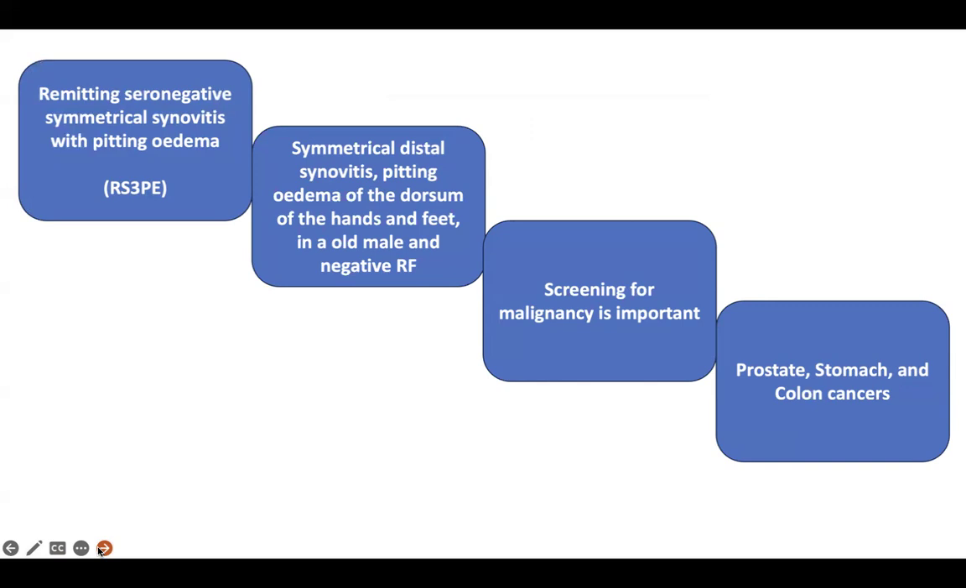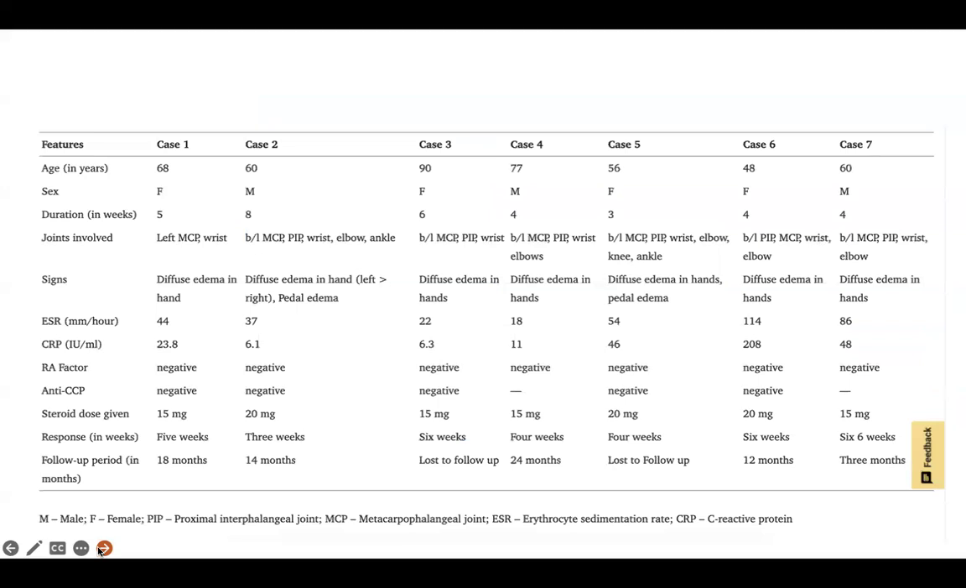So all sorts of malignancy can be associated with remitting seronegative symmetrical synovitis with pitting edema. This is a series of lectures, particularly involving the 7 cases. They mostly describe 7 important cases of such a condition. As you can see, the ages are 68, 48, 60, 56, so it's old age, first of all. Second, though females are also affected, it's mostly common in males.